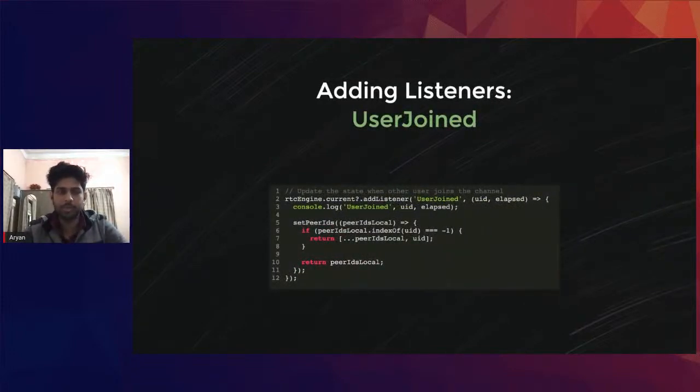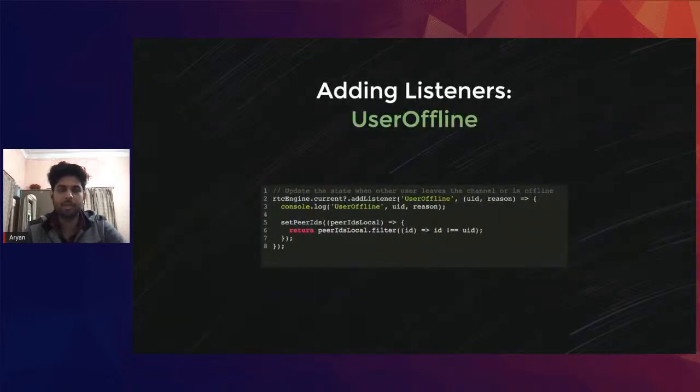Okay. After that, the second listener will be user joined. This listener will be triggered when any other user or remote user joins the channel. So we need to update our state if any other user joins the channel. In the code, I have just added that user's ID in our local peer ID state. After that, the third listener will be user offline. Whenever a user goes offline or leaves the channel, or their internet gets disconnected, this listener will be triggered for all of the other users present in that channel. We'll just remove that user and save back to the state, and it will re-render the component.